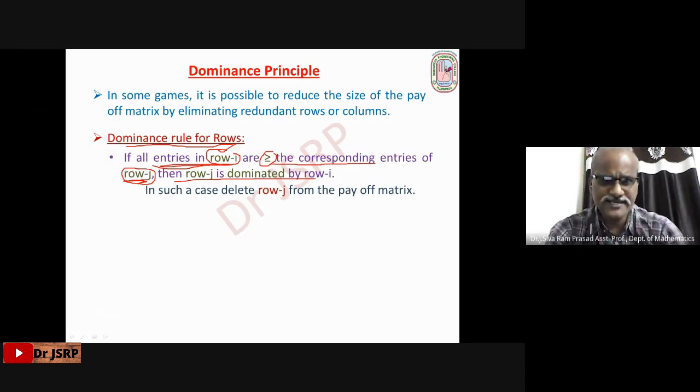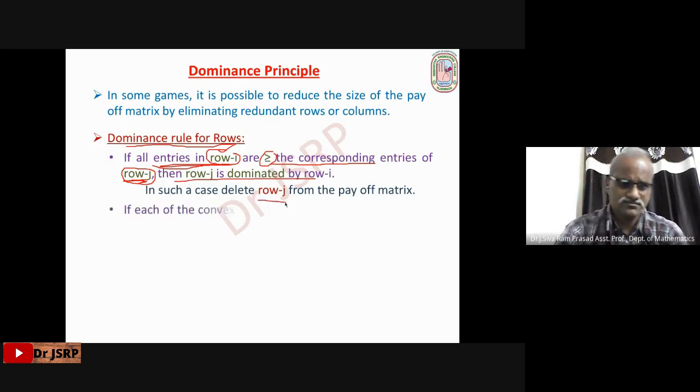Since player A is a maximin player, he tries to maximize his minimum gains. So we compare two rows, row I and row J. Suppose the entries of row I are greater than or equal to the corresponding entries of row J, then row J is dominated by row I. In such case, delete row J.